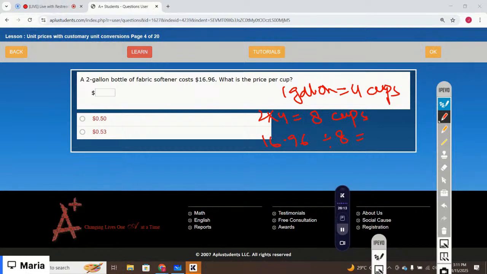1 gallon equals 16 cups. So 16 times 2 is 32. You need to divide it by 32. That is 16.96 divided by 32. That is $0.53. So that means the price per cup is $0.53. Option number 2 is the correct option.